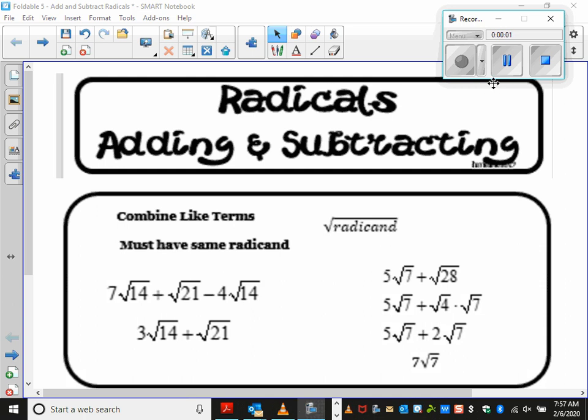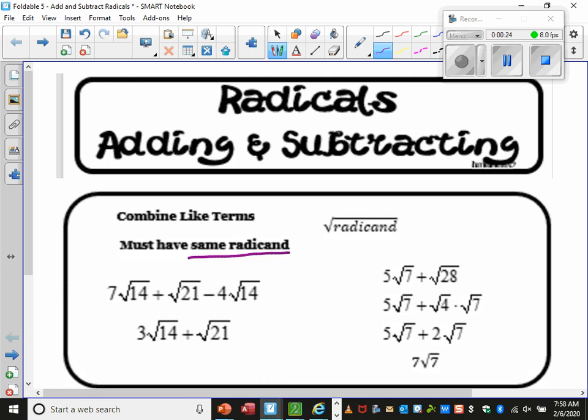This lesson is pretty easy just because we already know how to simplify the radicands. We know the number under the radical is called the radicand. And so really it just says you can only combine them if they have the same radicand. So this same radicand, you might want to even underline that. Like terms for radicals means they have to have the same radicand, the same number under the radical.